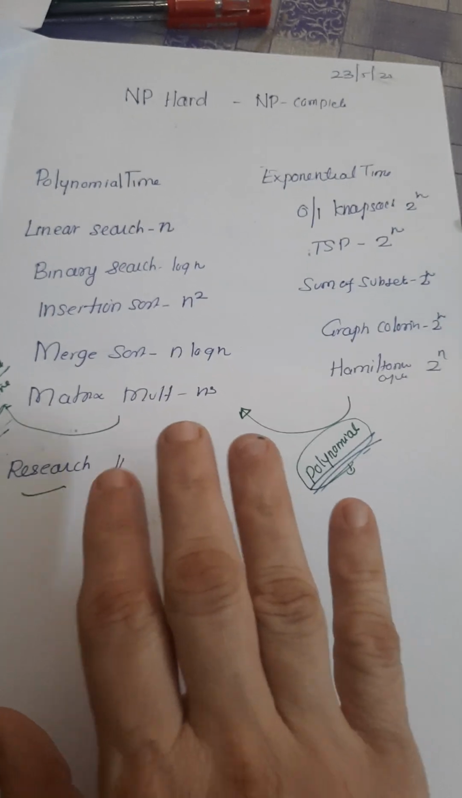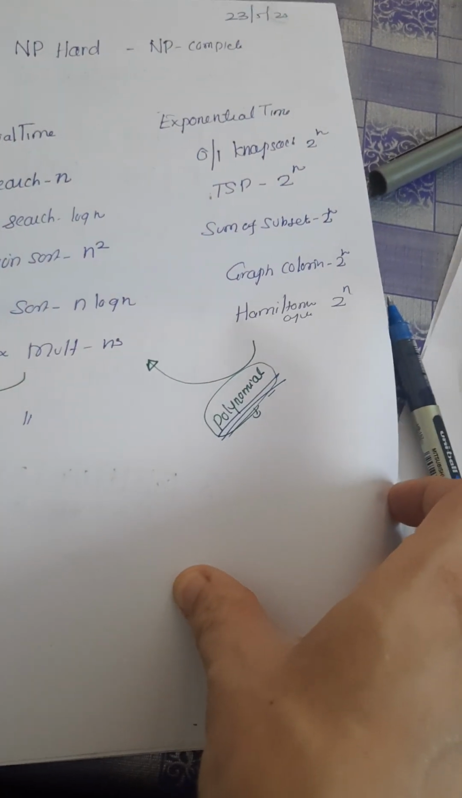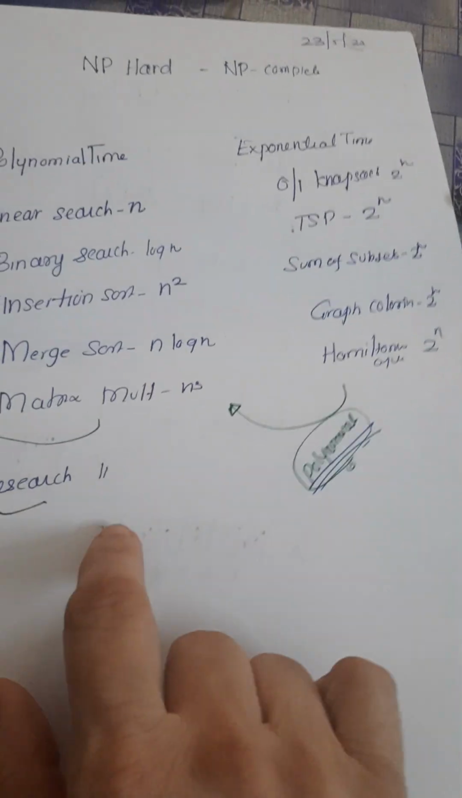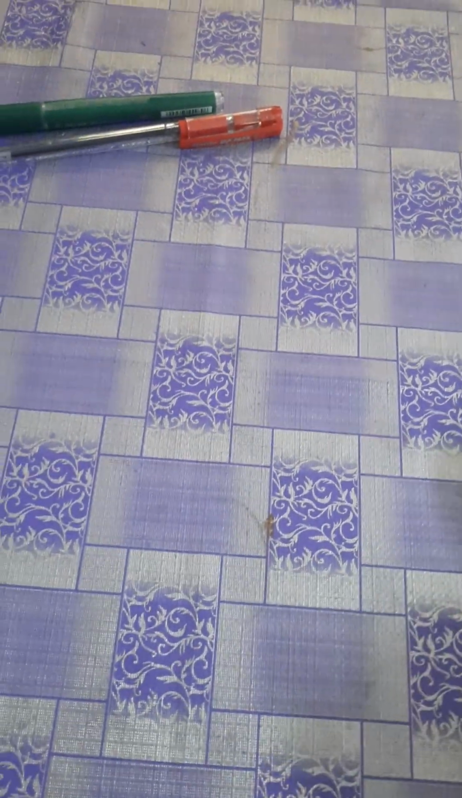Okay, so this is about polynomial time and exponential time algorithms. So this is the research work which is going on. People try to write better algorithms with that. Now coming to deterministic and non-deterministic.